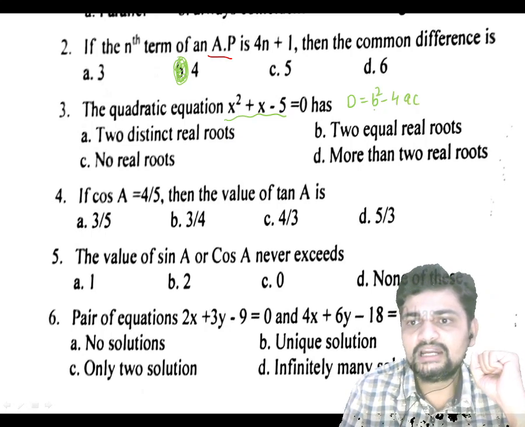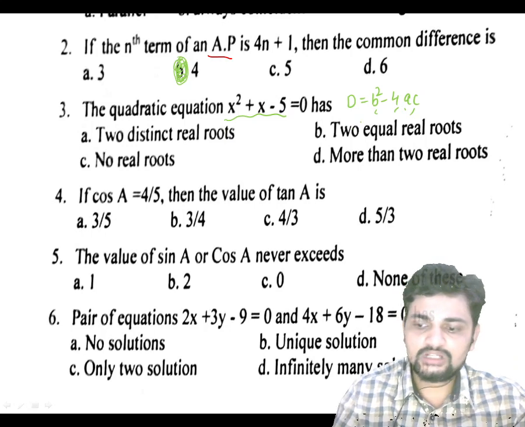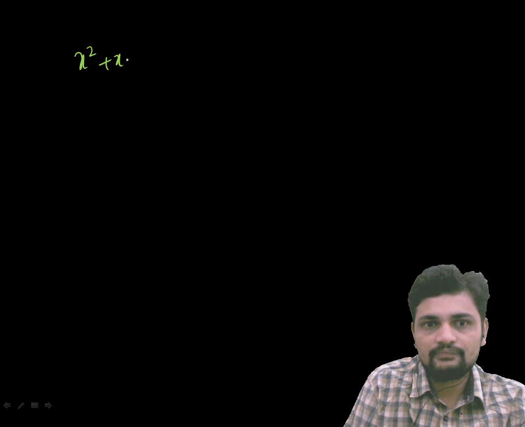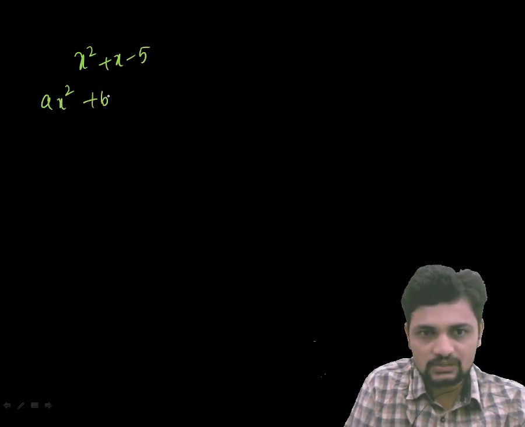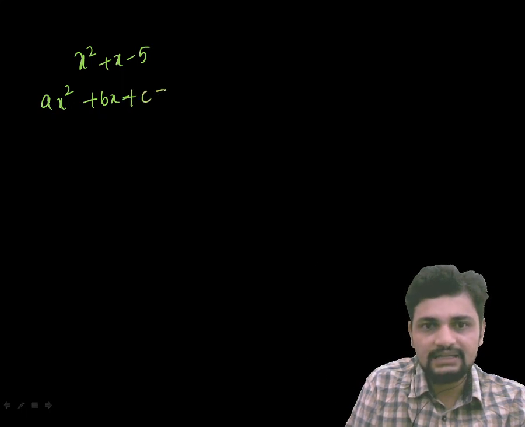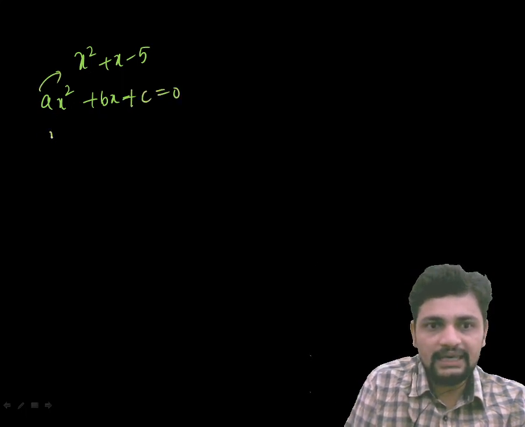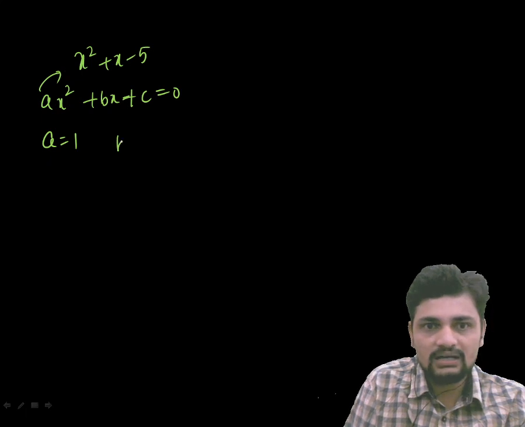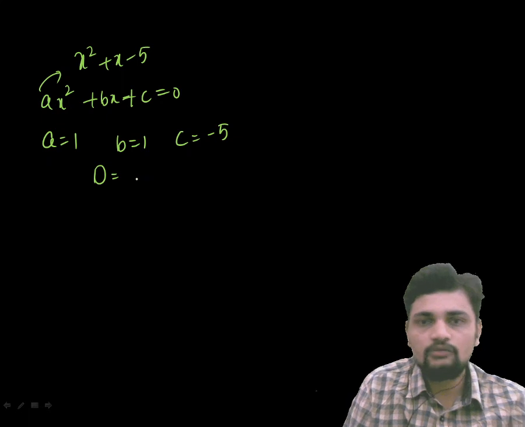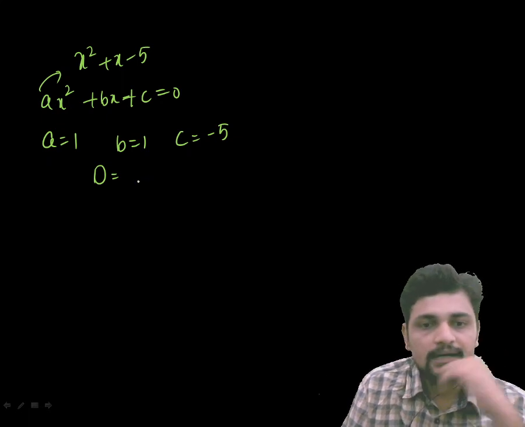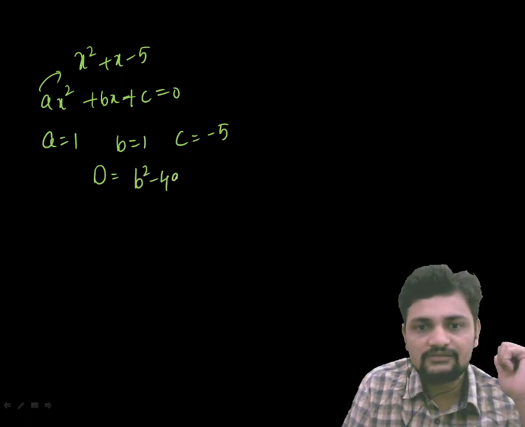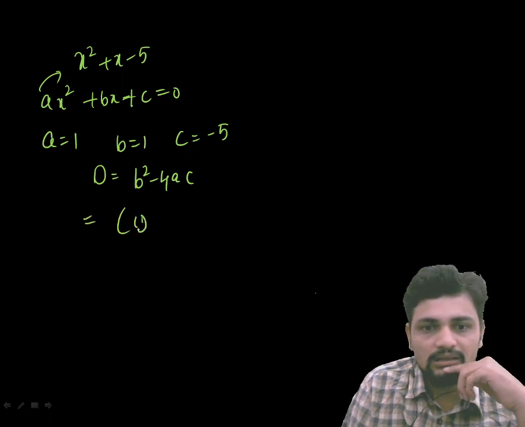So we need to get the a, b, c values here. Let me write down the equation: x square plus x minus 5. Compare this with the standard equation of a quadratic, which is ax square plus bx plus c equal to 0. So you will get a as 1, which is the coefficient of x square, b is 1 and c is minus 5. I am finding the discriminant here to find out the nature of the roots, and the discriminant is given by b square minus 4ac. b is 1, a is 1 and c is minus 5.